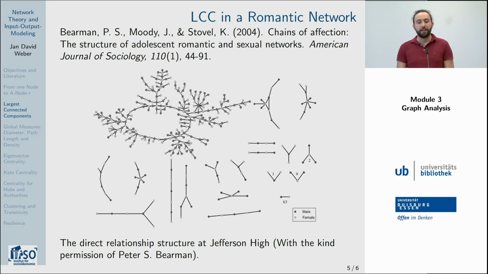And what we see here is we have several small components in this network where people dated one or two people. We have a few connections here in the top right where you have a small chain. And then on the top left, you have a huge graph. That is a really interesting subgraph. This is the largest connected component of romantic relationships at this Jefferson High. This is a really important aspect as well.